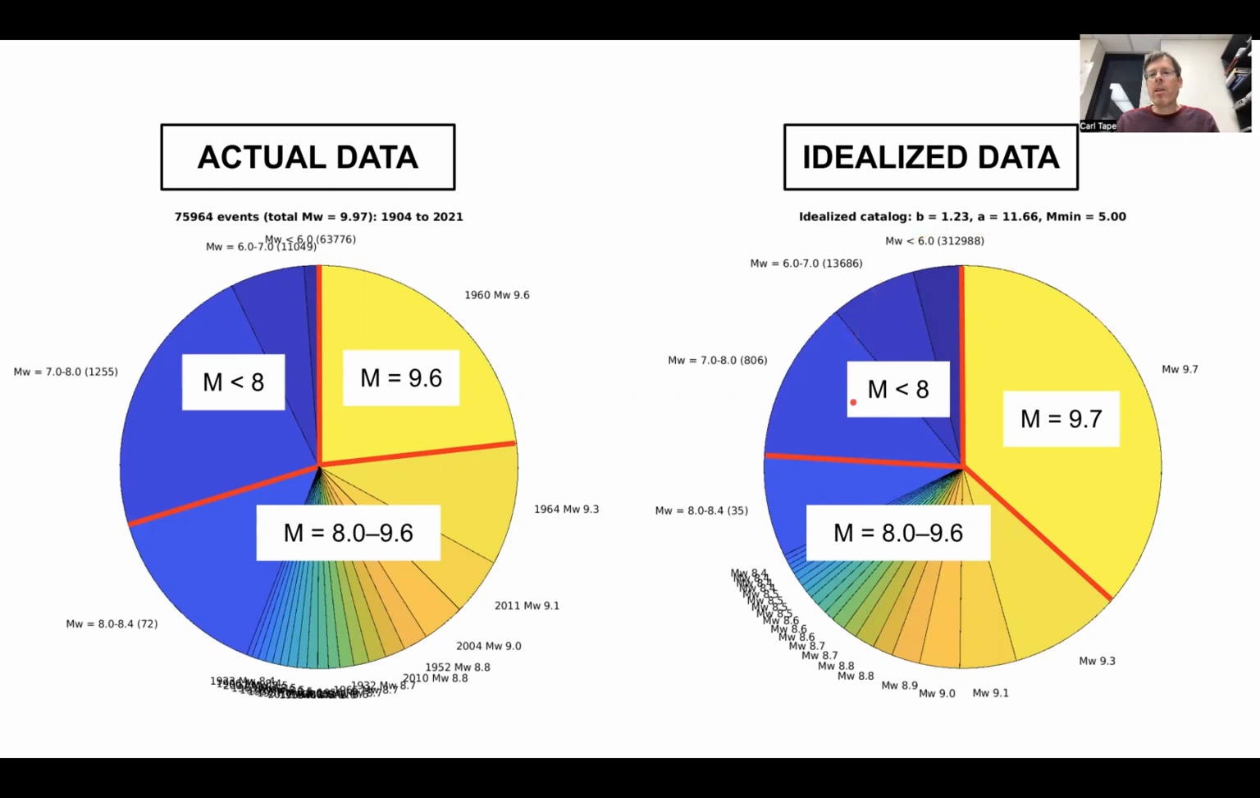But the point on the right is that the Gutenberg frequency magnitude relation gives us an A and a B value. And from those alone, we can get a sense of what we would expect the breakdown of energy for the catalog to be. And in this case, it's just telling us that most of the energy released is in the largest events. For earthquakes less than magnitude 8, roughly a quarter of the total energy release is happening in these smaller events. And yet they represent the vast majority of the number of events in the catalog.